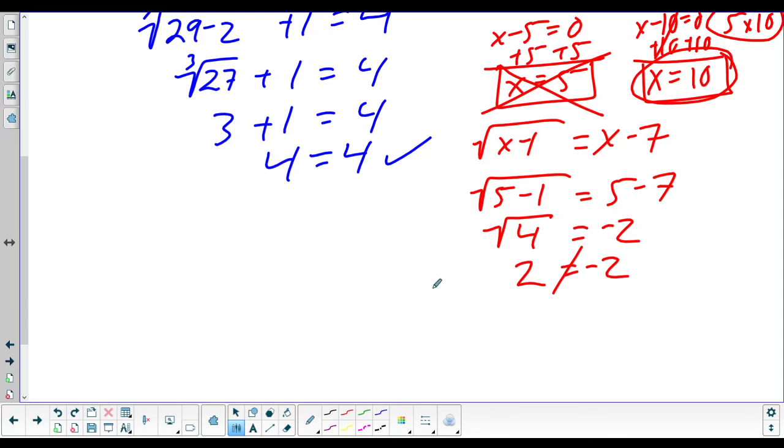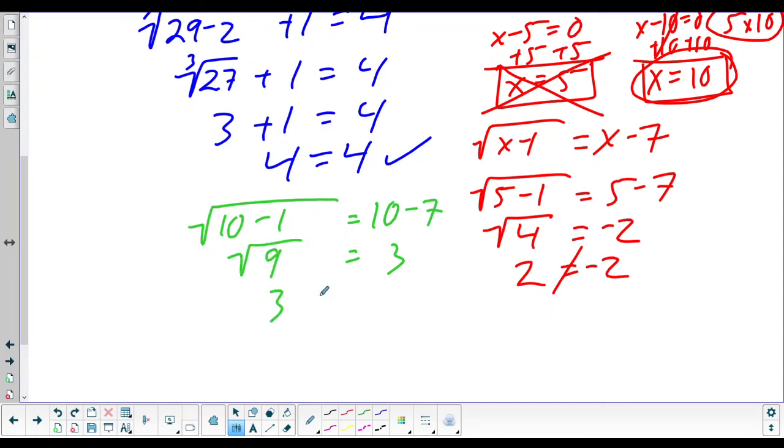So we're going to plug it in here again. Let's switch to green. That's not green. It says green. There we go. Now it's green. We have the square root of x, so 10 minus 1 equals 10 minus 7. 10 minus 7 is 3. 10 minus 1 is 9. And the square root of 9 is 3. So 3 equals 3. That's a check mark. That's true. So our only solution is x equals 10.